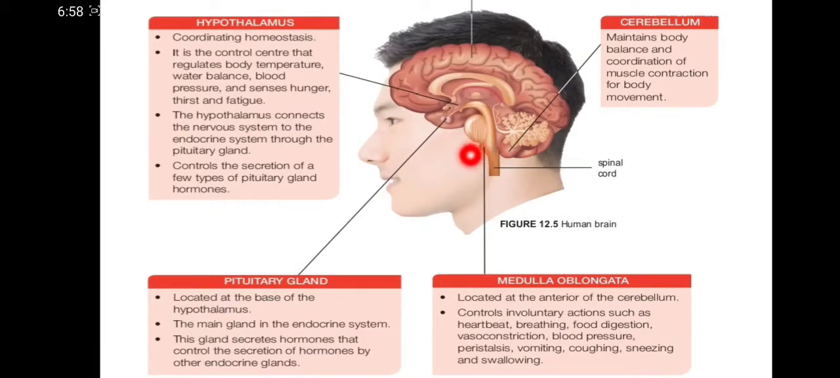Okay, this one, medulla oblongata, controls involuntary action. Okay, such as heartbeat, breathing, food digestion, vasoconstriction, blood pressure, peristalsis, vomiting, sneezing, swallowing, semua yang kita tidak sedar. Okay, involuntary action adalah action yang kita tidak sedar, like our heartbeat.